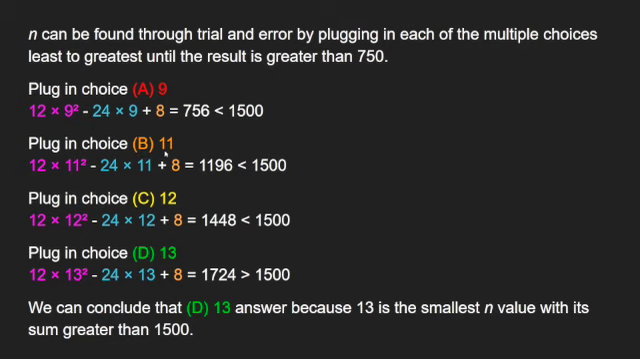When we plug in choice B, which is 11, we get 1,196, which is also less than 1,500. If we plug in C, we get 1,448, which is close to 1,500, but not greater than 1,500. And once we plug in D, 13, we get 1,724, which is greater than 1,500. We do not need to plug in the last choice because 13 is already greater and the last choice will only get bigger. And so 13 is the smallest n value with a sum greater than 1,500.